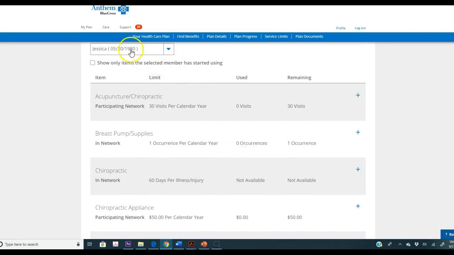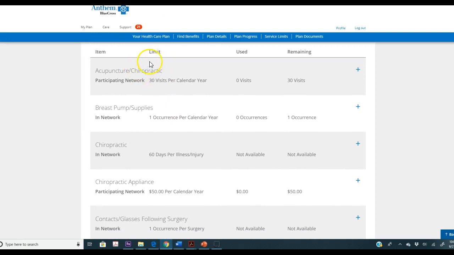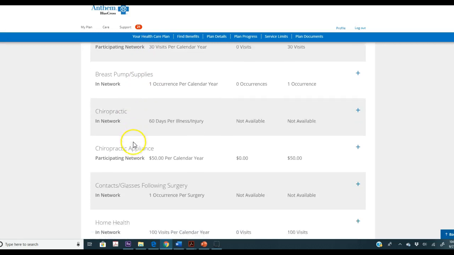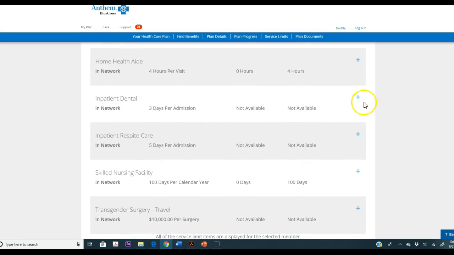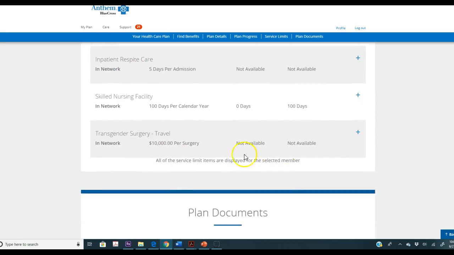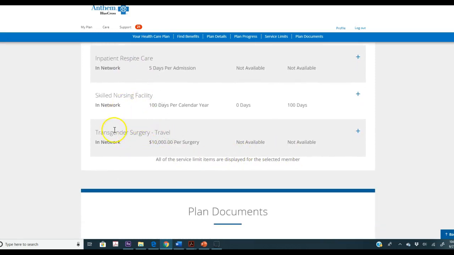So like Anthem, I said, the Find Benefits Schedule Benefits tab will have just a quick rundown. So it shows that we have acupuncture, breast pump, chiropractor, those types of things, home health aid, inpatient dental. It doesn't cover any outpatient dental, so not cleanings or anything, but inpatient dental if there was any dental work done as a result of like a car accident or anything, so dental work that was done inside of a hospital, transgender surgery, skilled nursing, things like that.